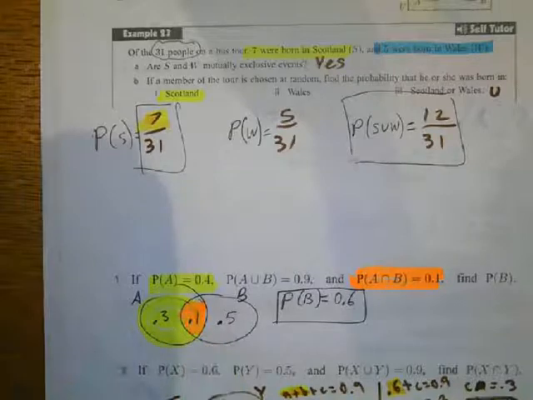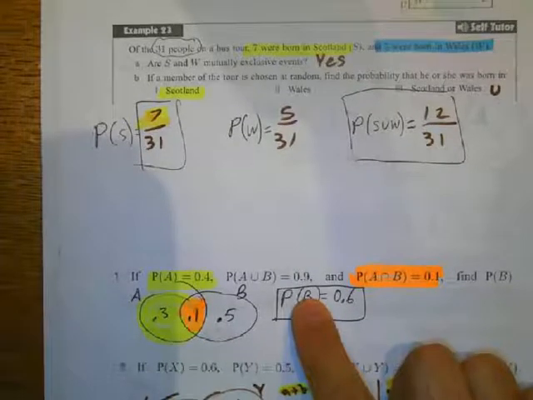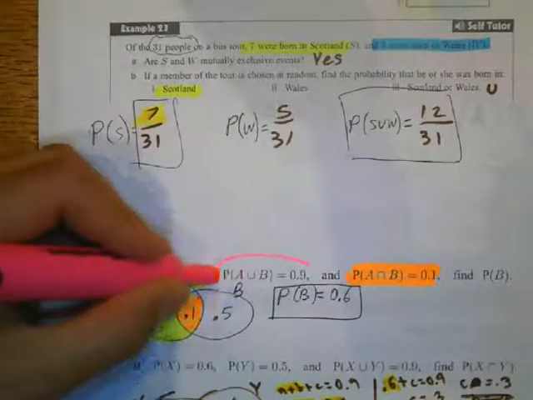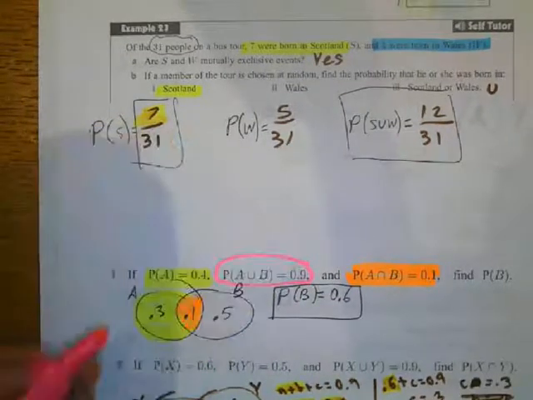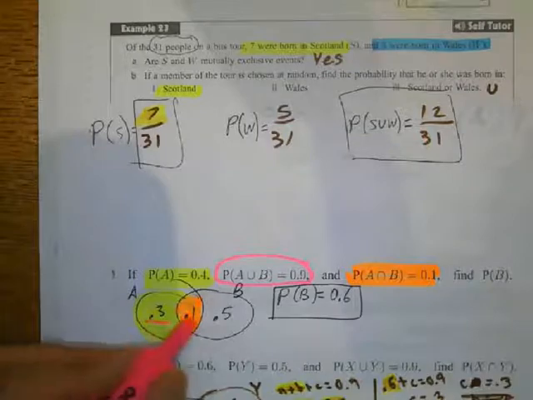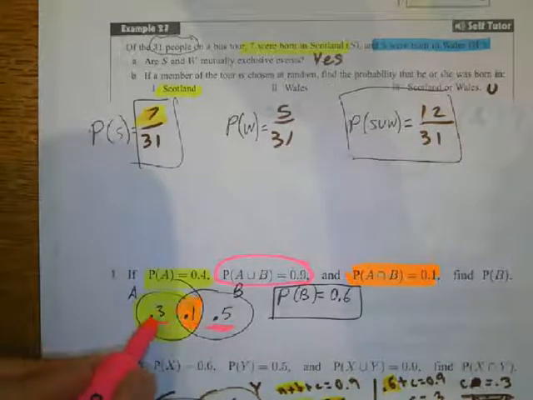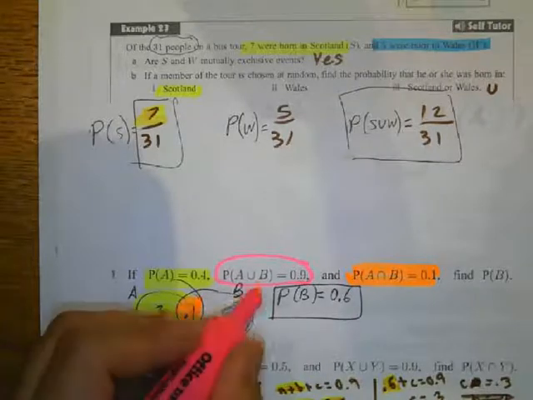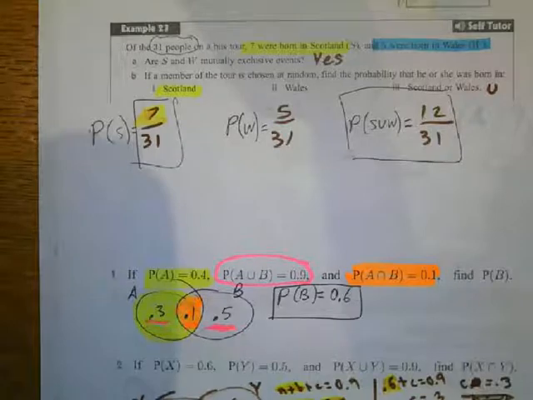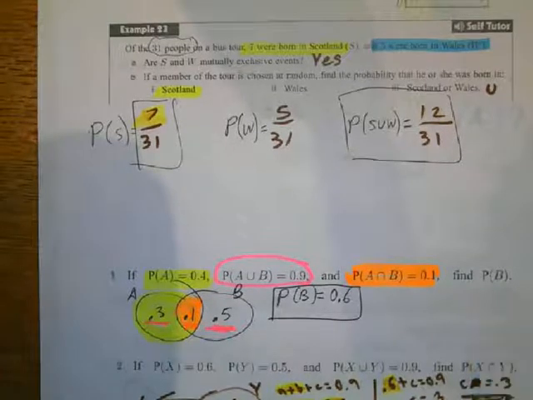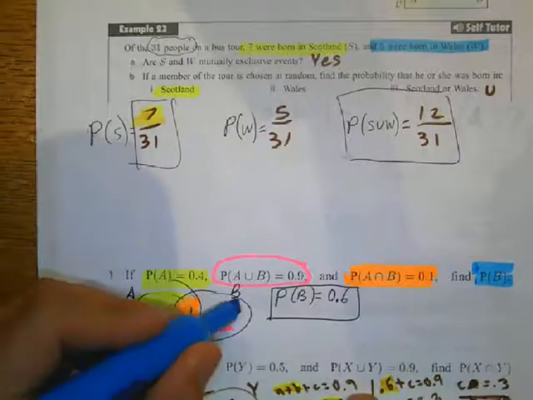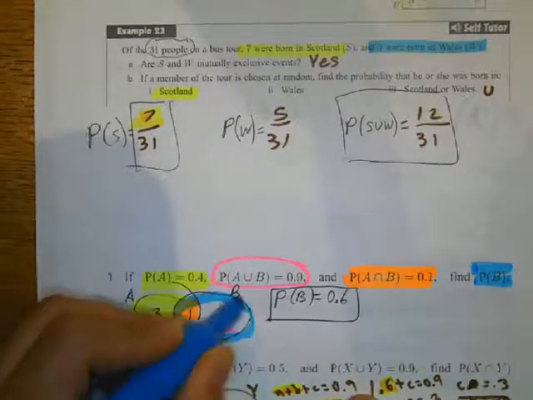The next thing I looked at was here. The union has to be 0.9. So if the union has to be 0.9, then if that's 0.3 and that's 0.1, this is going to have to be 0.5, because 0.3 and 0.1 is 0.4, plus 0.5 is going to give me 0.9. And so now we can answer the question, find the probability of being in B. To be in circle B, it's these two added together, which is 0.6.